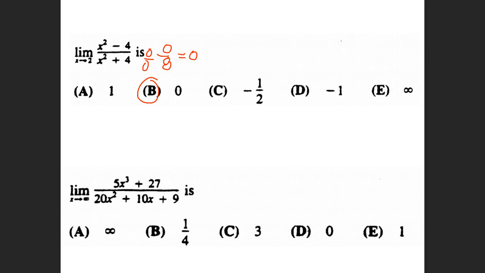Okay. And then the last problem, it says, what is the limit as x approaches infinity of 5x to the third plus 27 over 20x squared plus 10x plus 9? What is my answer? Letter A, which is infinity. I agree 100%. Okay, so today we reviewed derivative graphs.